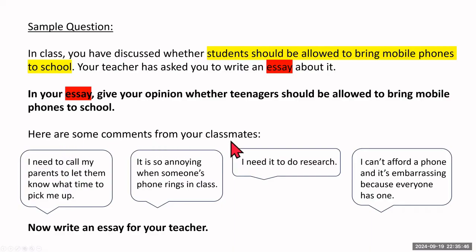Now here are some comments from your classmates. I need to call my parents to let them know what time to pick me up. It's so annoying when someone's phone rings in class. I need it to do research. I can't afford a phone and it's embarrassing because everyone has one. There are 2 points in favor of allowing students to bring mobile phones to school, and there are 2 points against. Now write an essay for your teacher.